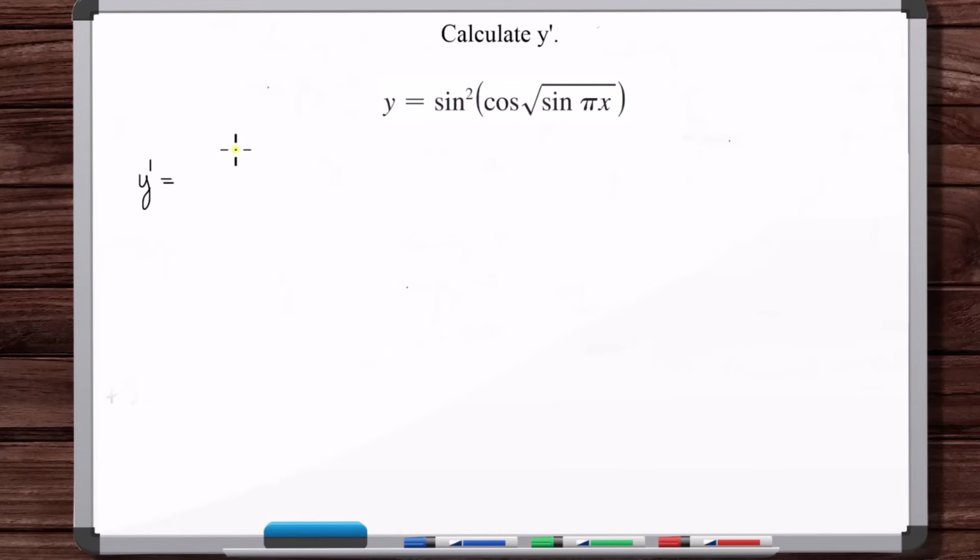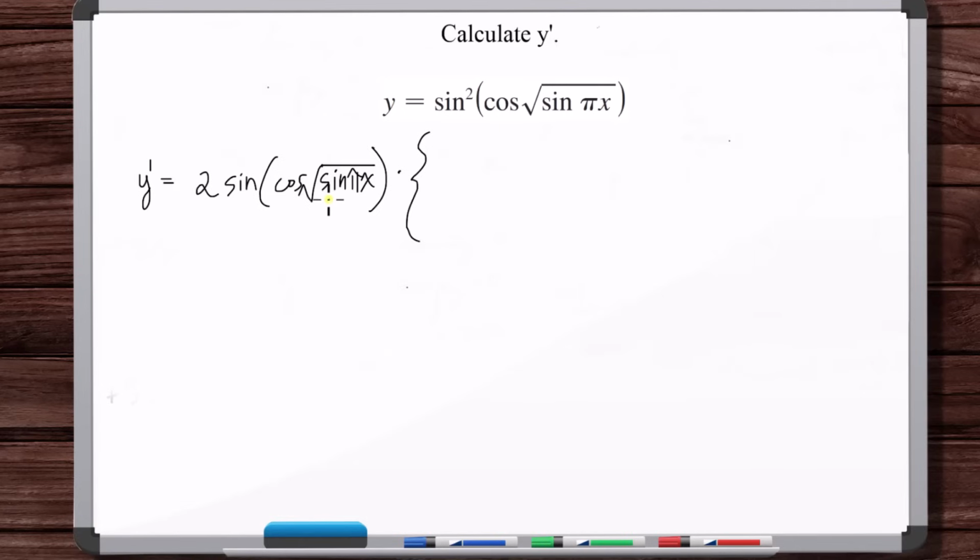What is the derivative of some function of x squared? It's 2 times that something. Right? Okay. We're done with the first step of the chain rule. Times the derivative of that something. We've got a bunch of layers here, so I'm going to put a big bracket. Okay, the derivative of that something. What's that something? That's everything that was inside the squared. So that's this cosine of the square root of sine pi x.